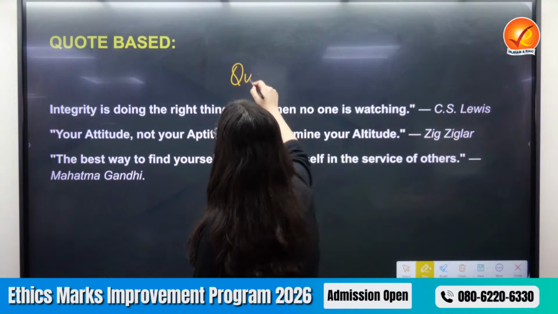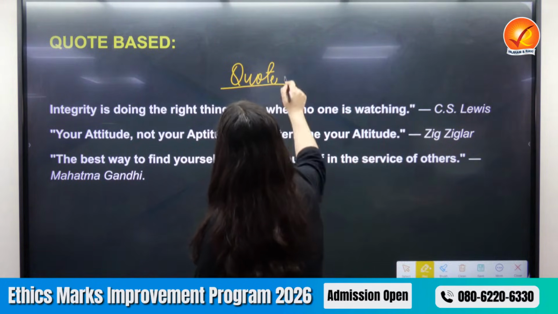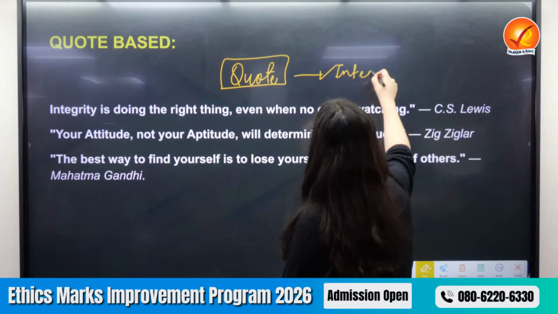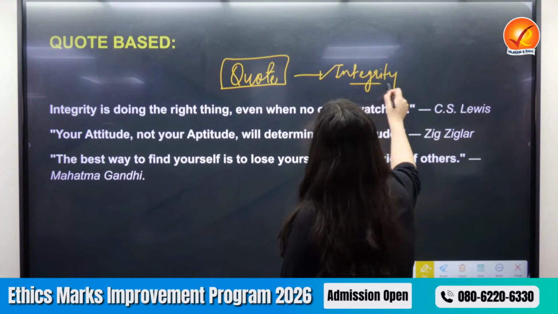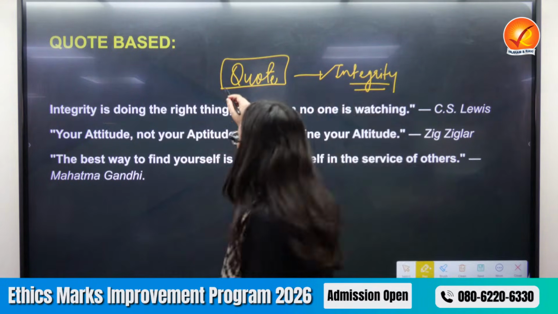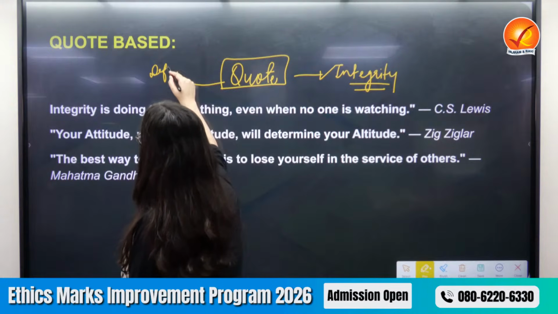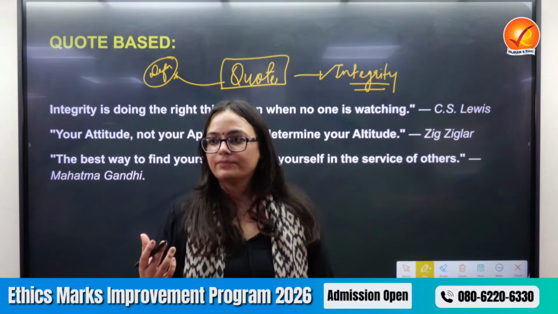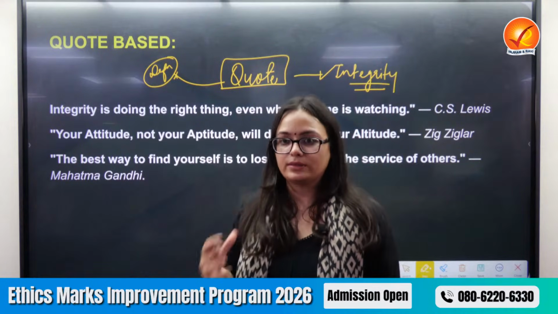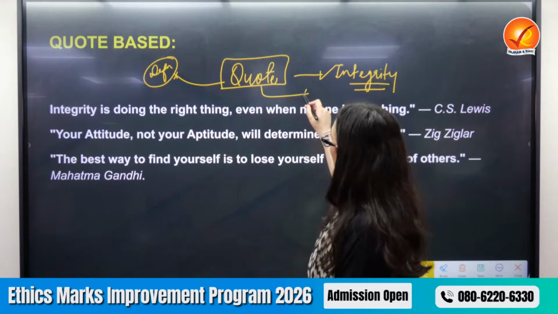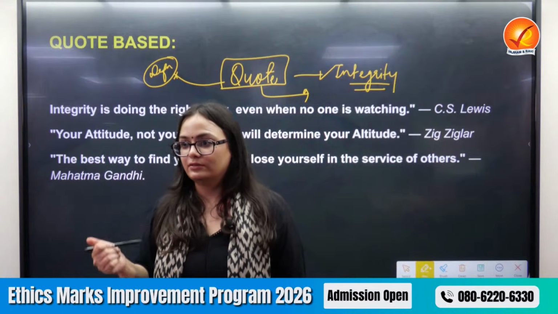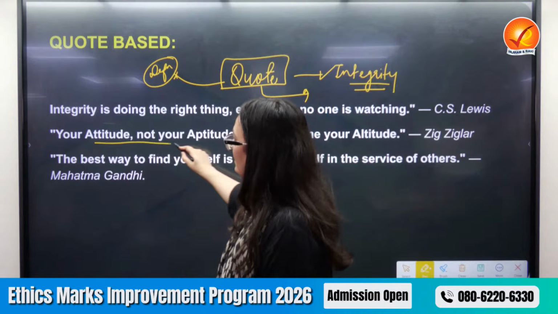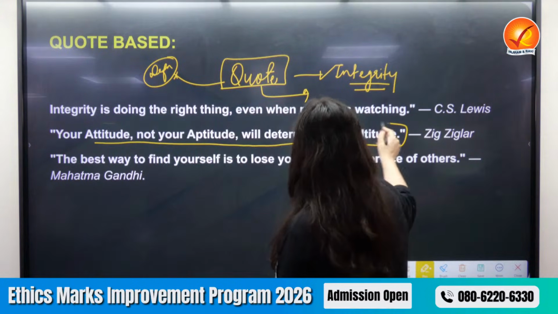Now, a thing you have to keep in mind when you're introducing using a quote is that suppose the question is talking about integrity. Now what are you substituting a quote for? A definition? You are writing a quote in place of a definition of integrity. Now what do you have to make sure when you're doing that? That the quote should be such that it explains a bit of the meaning of integrity. For example, your attitude, not your aptitude, will determine your altitude.